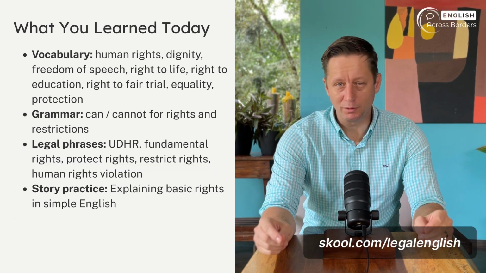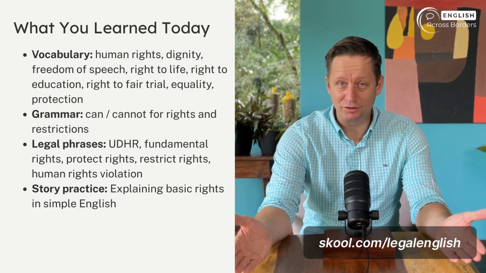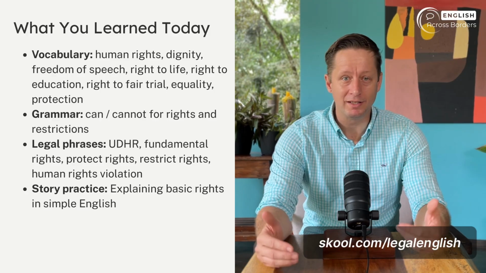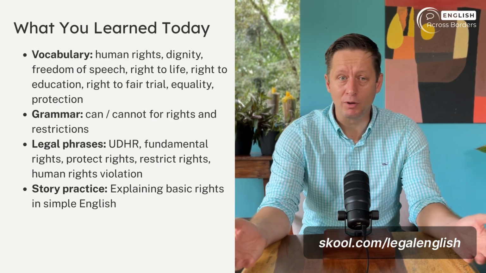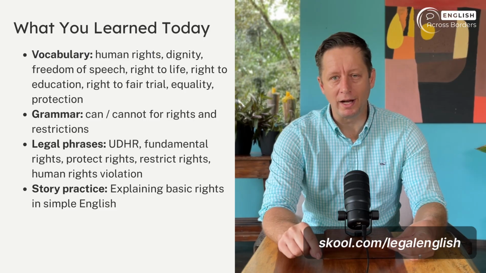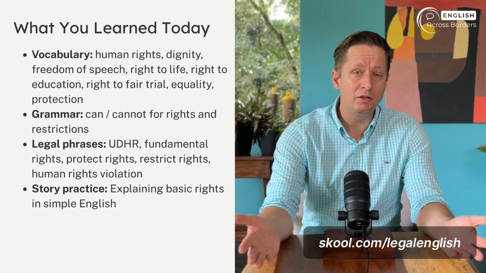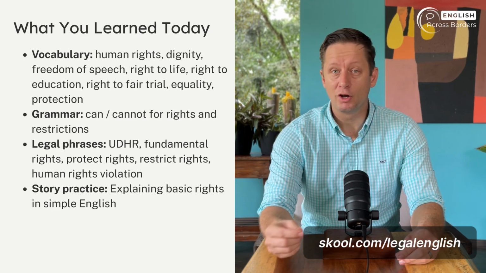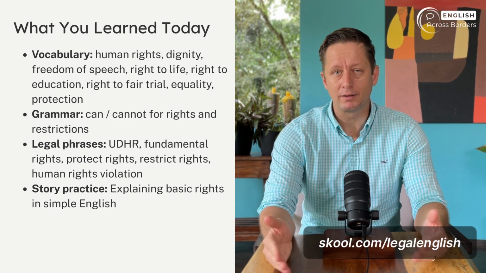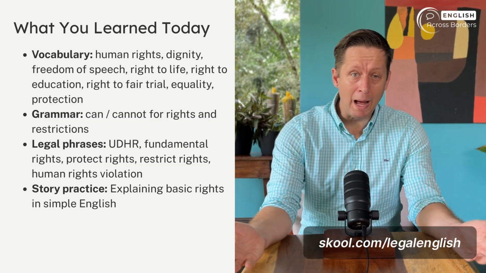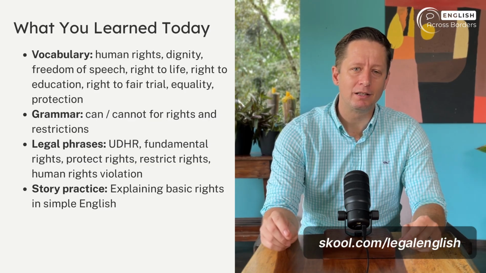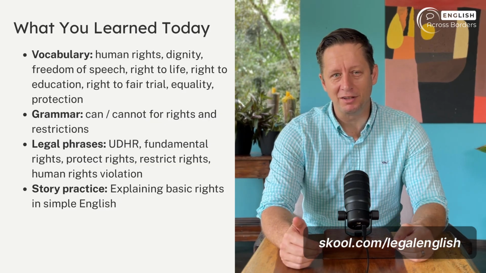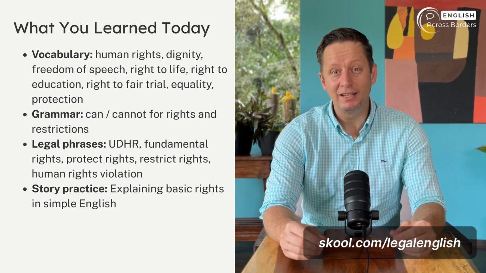So let's review what you learned. You learned vocabulary for basic human rights, like we just talked about: life, education, equality, and dignity. We practiced grammar with can and cannot to explain rights and restrictions. We used legal phrases like UDHR, fundamental rights, protect rights, restrict rights, and human rights violation. And you heard a wrap-up story that explained rights in clear, simple sentences. Now you can talk about human rights at a beginner level, clearly, accurately, and professionally.